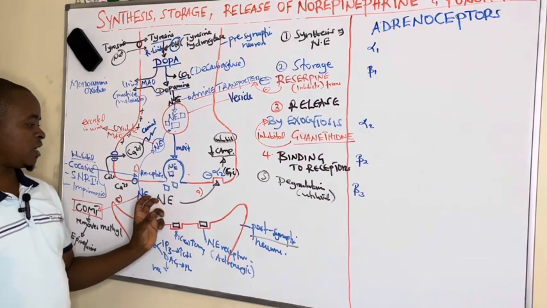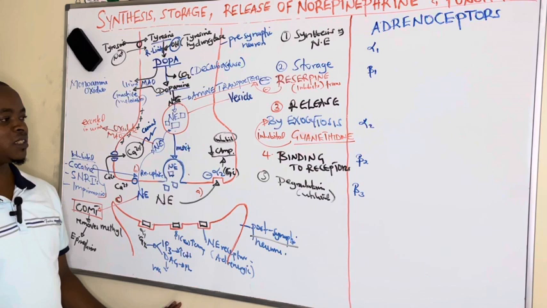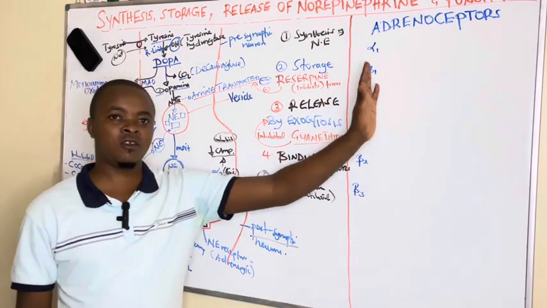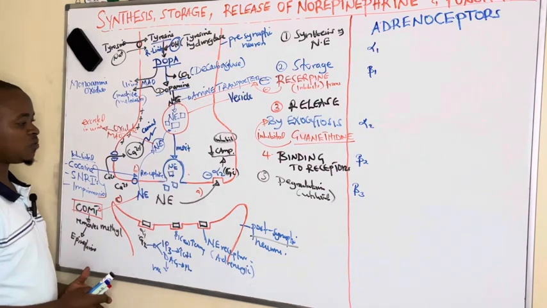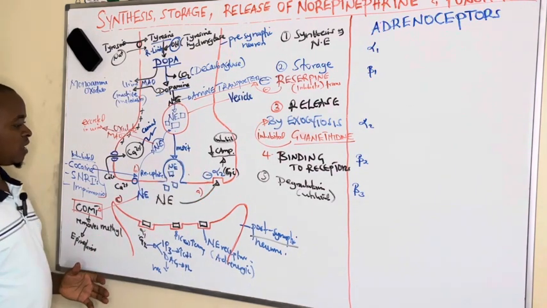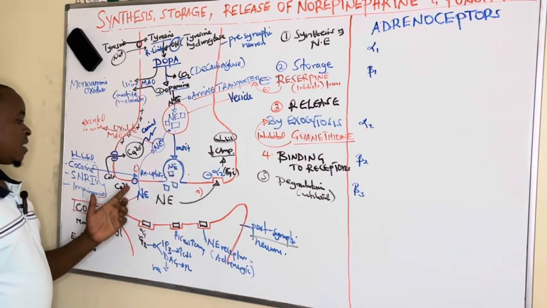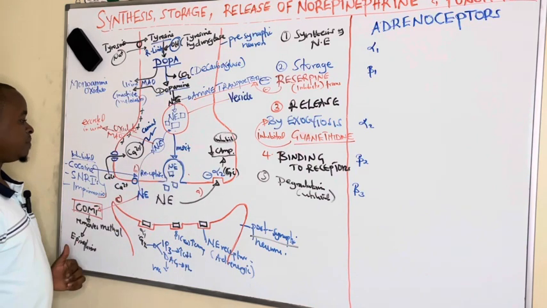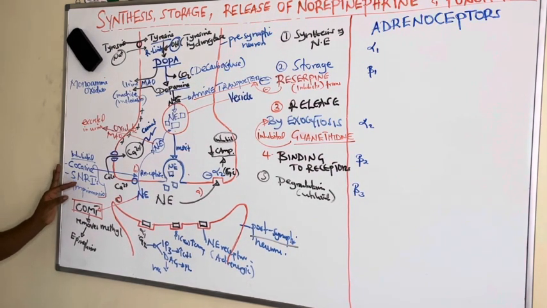Then after being released, it binds to receptors, bringing about different cellular responses depending on the receptor. Then we have seen how it is utilized in different ways. One, binding to the alpha-2 receptor to inhibit further release. Another one, being reuptaken by norepinephrine reuptake transporters, inhibited by cocaine, serotonin-norepinephrine reuptake inhibitors, and imipramine.